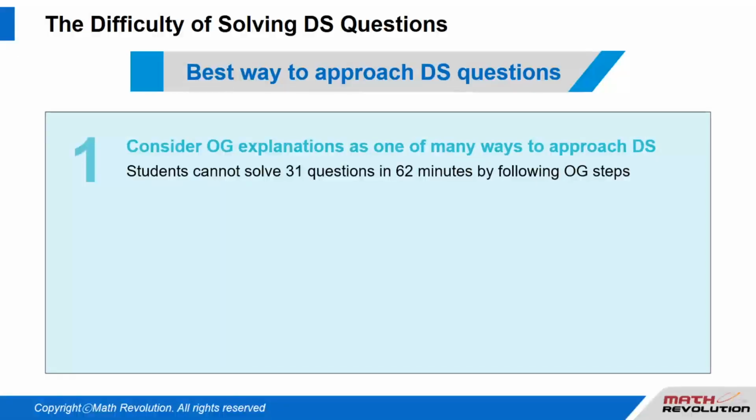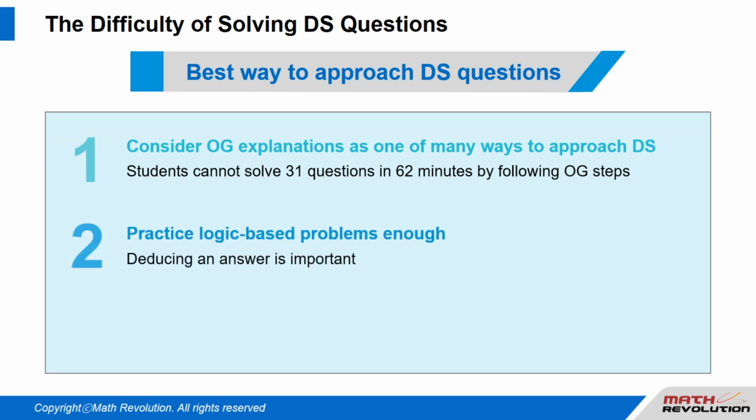Since students usually cannot solve 31 questions within 62 minutes by following the explanations in the official guide, they should not consider them the standard ways to solve DS questions. Rather, they are just one of many ways to approach DS questions. Since DS questions are logic-based, students should have enough practice on logic-based problems. The goal of these logic-based questions is not to find an answer, but to deduce an answer.